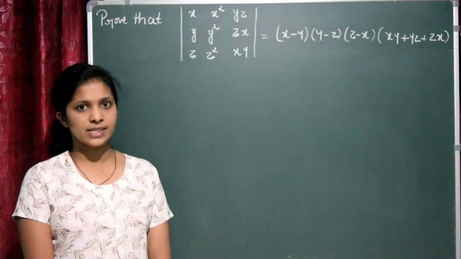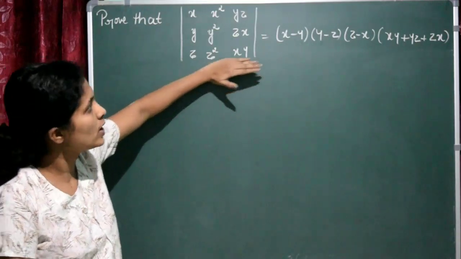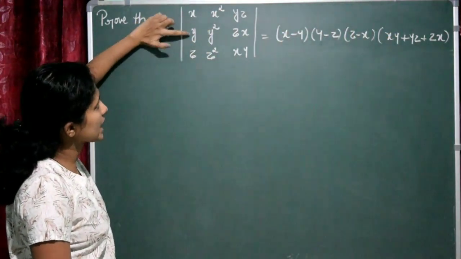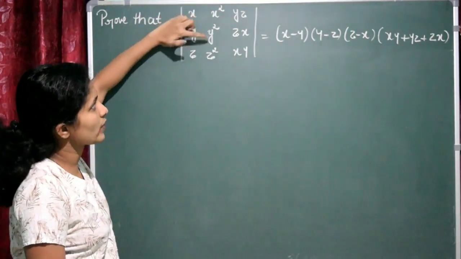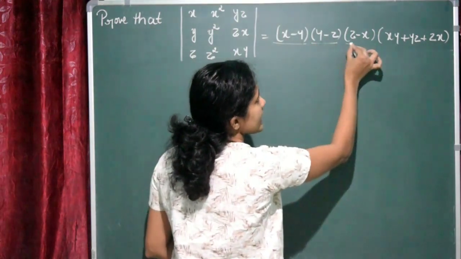Hello everyone, now we'll see the exercise problem. I have written the problem here. You have to prove that this determinant is equal to this one, right? Here you can see x, y, z, and here x square, y square, z square. And you have to prove this as x minus y, y minus z and z minus x.